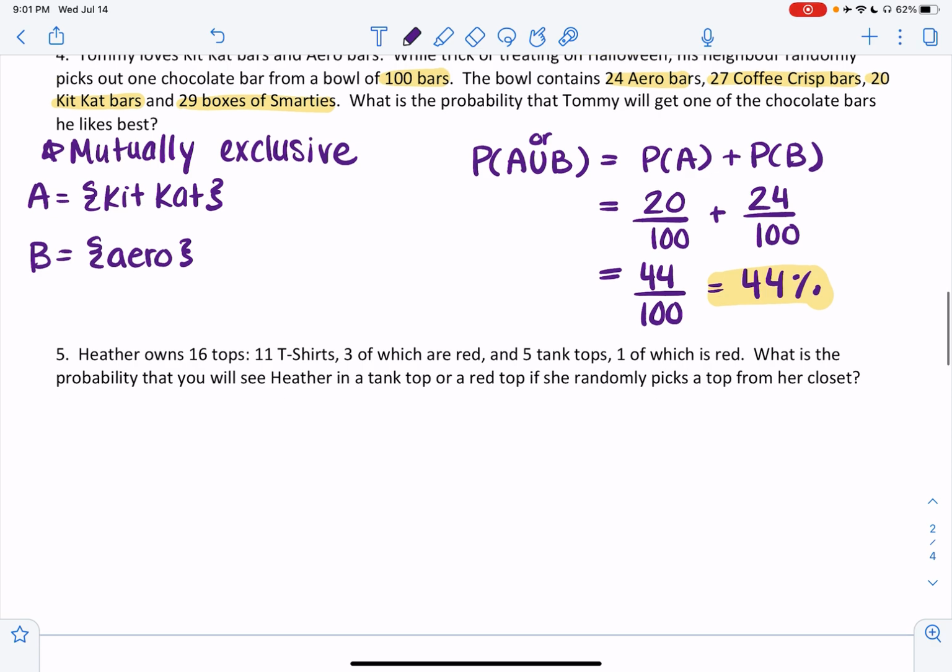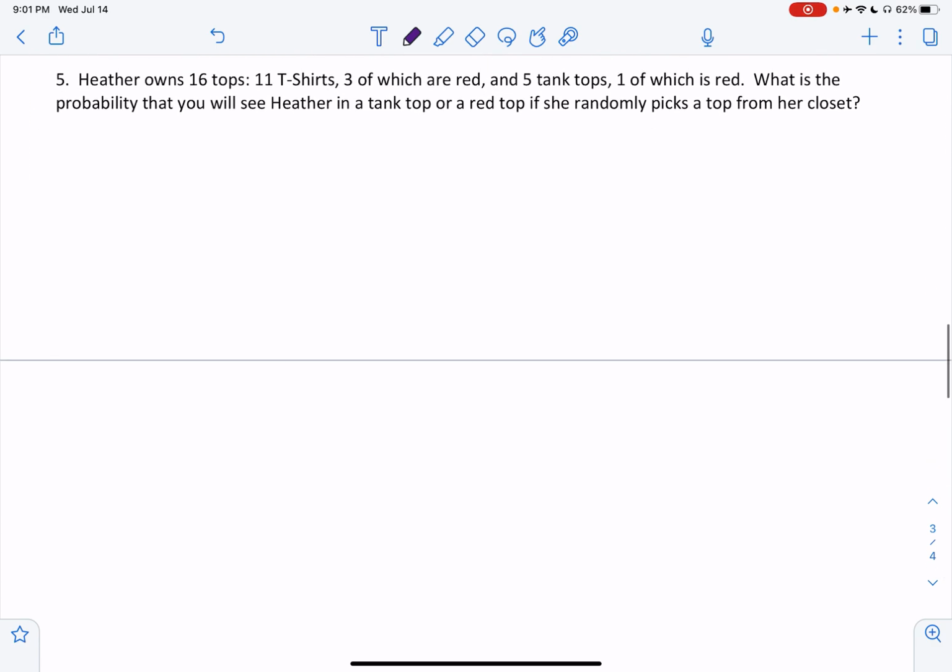Okay, last one. Heather owns 16 tops. There are 11 t-shirts, 3 of which are red, 5 tank tops, 1 of which is red. What is the probability that you will see Heather in a tank top or a red top if she randomly picks a top from her closet? Okay, so let's define our events first, and then we'll determine if they're mutually exclusive.